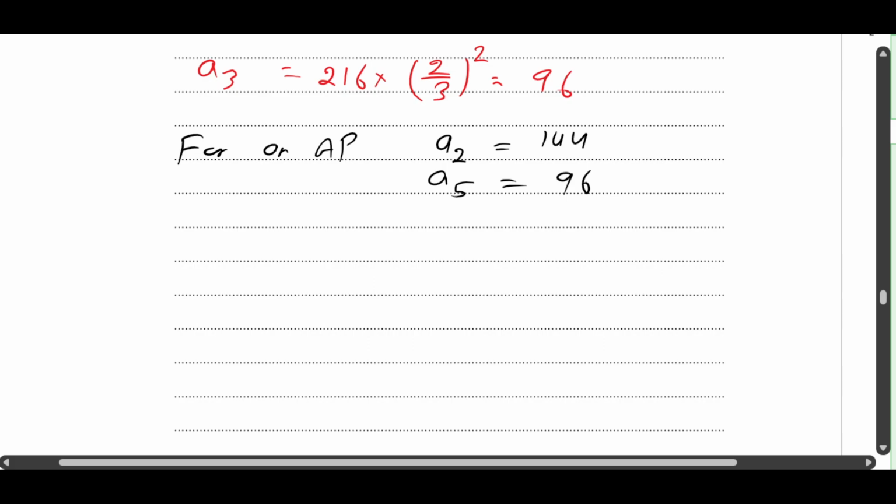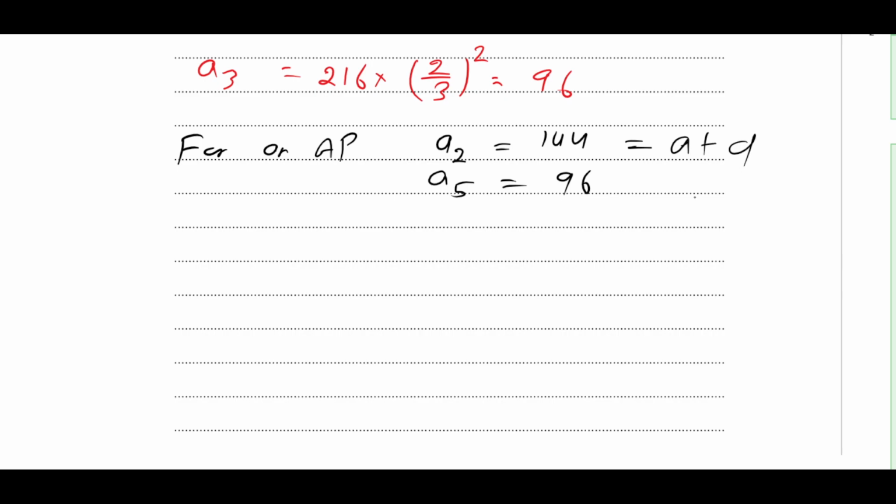So first I will find A and D. So here this equation is what? A plus D, and this equation is A plus 4D. So linear equation, let us solve linear equation. 144, 96. So A we get here 160 and D we will get as minus 16.